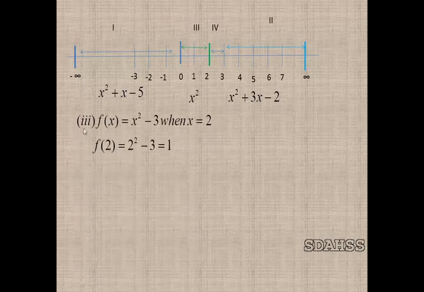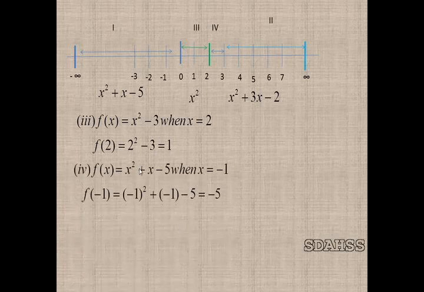Third one, x is equal to 2. 2 is located in the fourth interval. Its function is f of x is equal to x square minus 3. Substitute x is equal to 2. So you have f of 2 is equal to 2 square minus 3. 2 square means 4. 4 minus 3, 1.